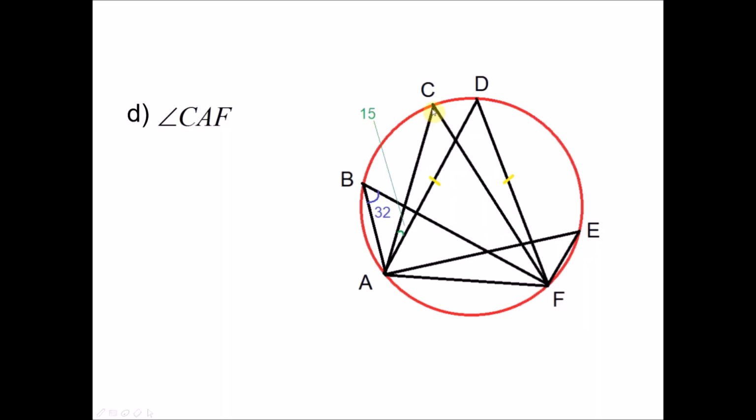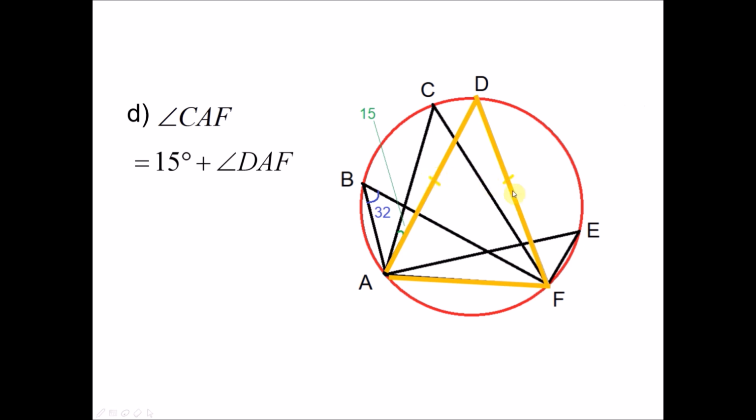So now we go to question D, CAF. CAF means we want to find 15 degrees here plus this angle. So this angle is DAF. So we want to find this angle plus 15, which is 15 plus angle DAF. So if we look at angle DAF, this is an angle from this orange triangle. DAF is from this triangle. And notice that this line and this line are the same.